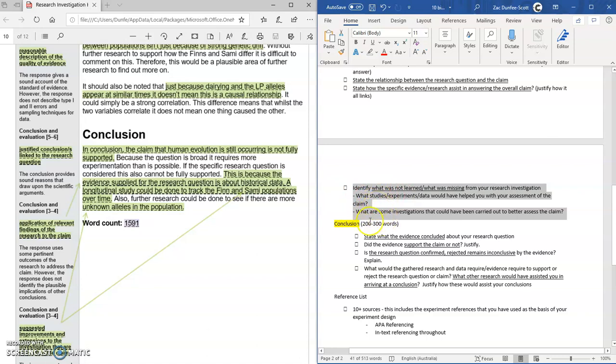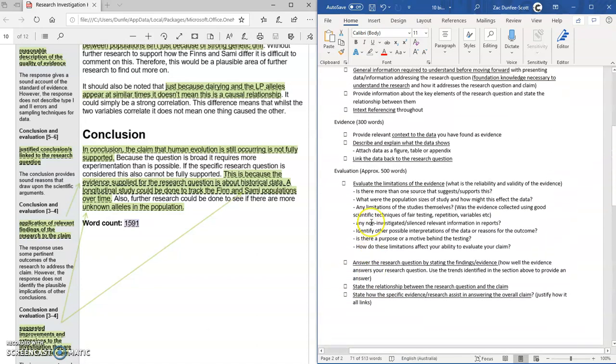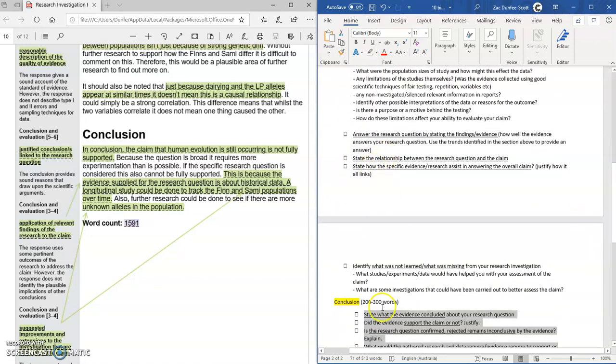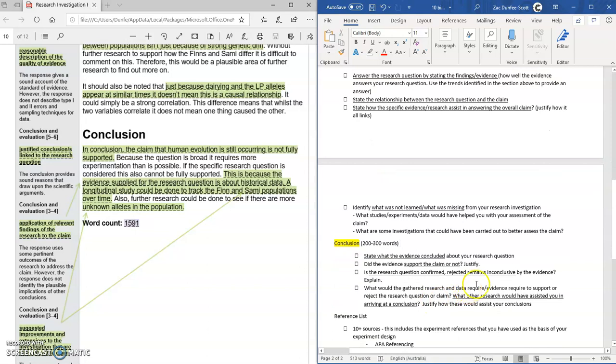So essentially, this conclusion is just a summary, like I said, of the evidence and evaluation, and answering the key points of your research question, relating everything back to your claim and your research question. Was the claim supported or not? Justify. So, did it happen, or is it not happening? Can we control?